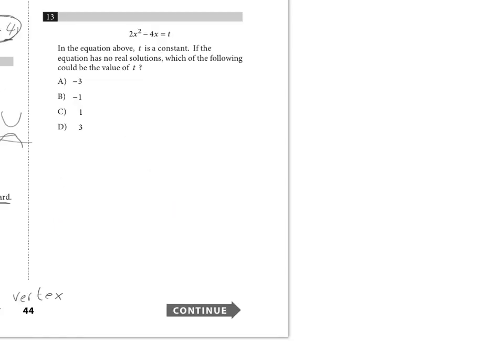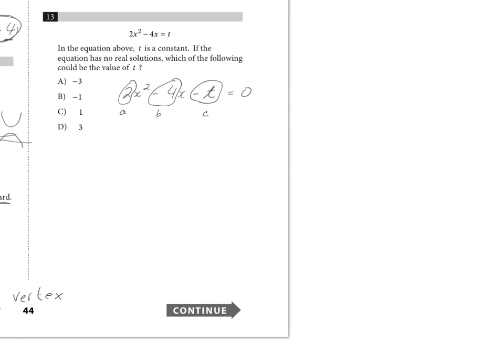Question 13 talks about the types of solutions of a quadratic. In the equation above, t is a constant. That means just a number. If the equation has no real solutions, which of the following could be the value of t? Well, I'm going to rewrite this in standard form: 2x squared minus 4x minus t is equal to 0. And this is going to be my a value. This is going to be my b value. And this is going to be my c value.